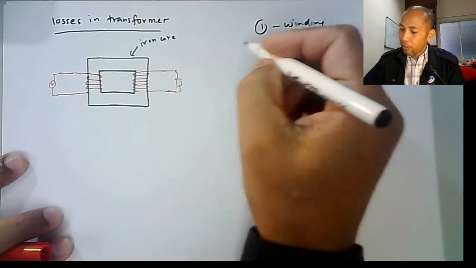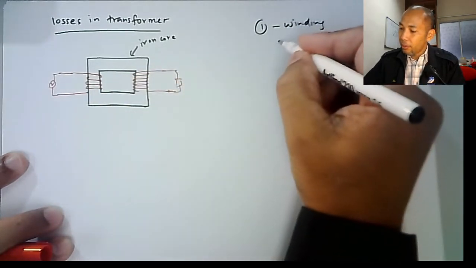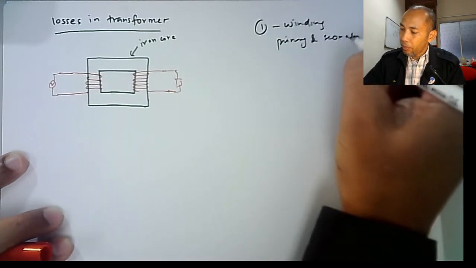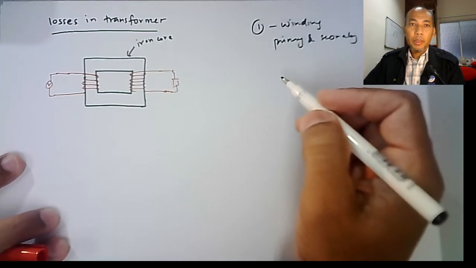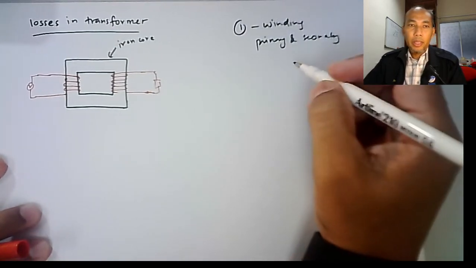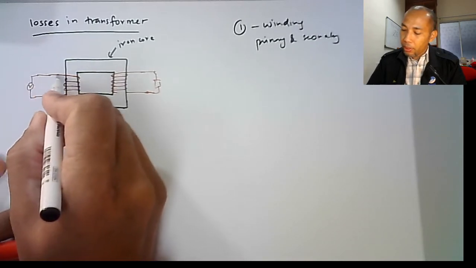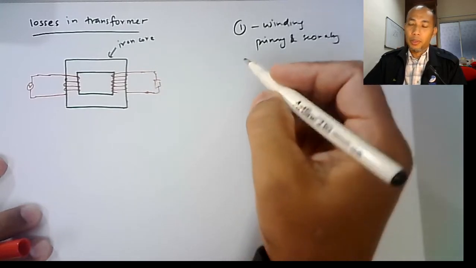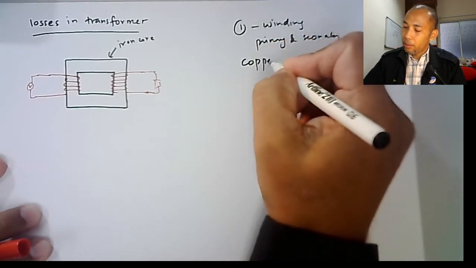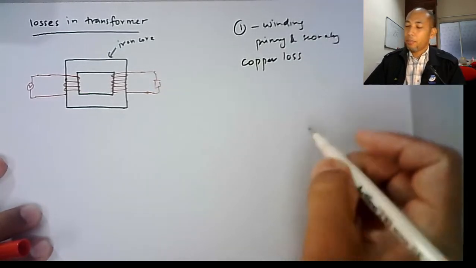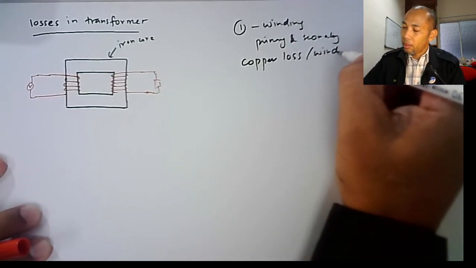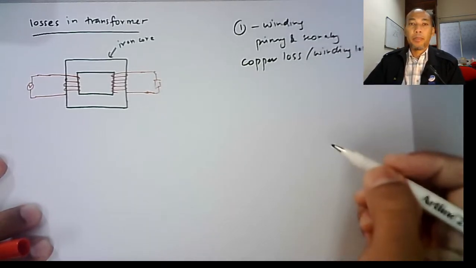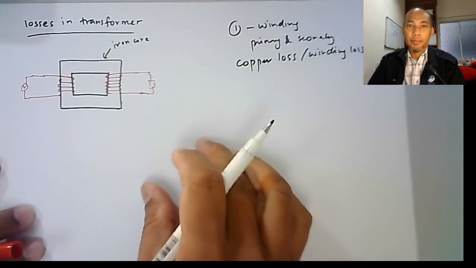winding. So we have primary winding and secondary winding. Normally this wire is made of copper, so we can say that it is copper loss. Sometimes we call it winding loss, for the primary winding and secondary winding.